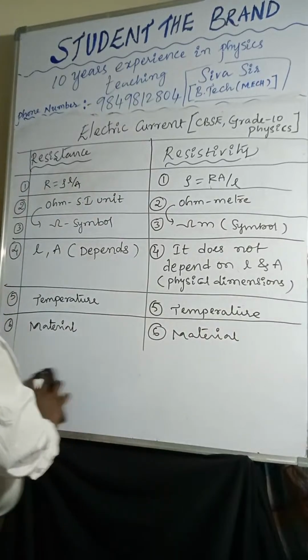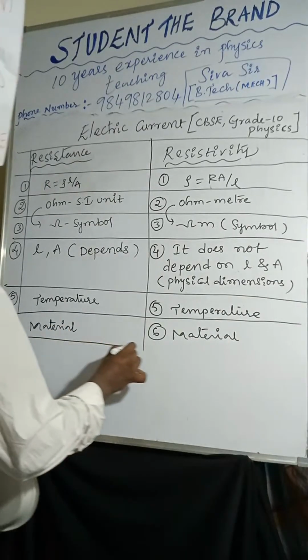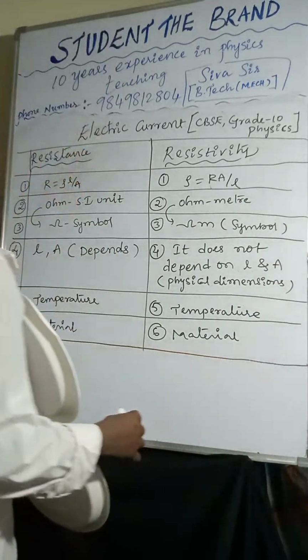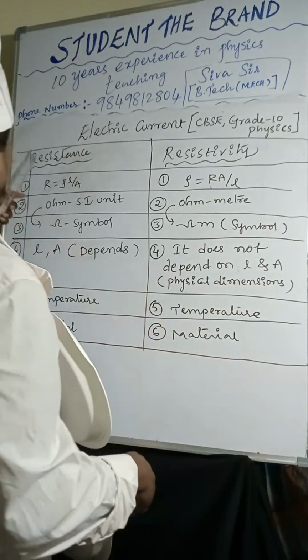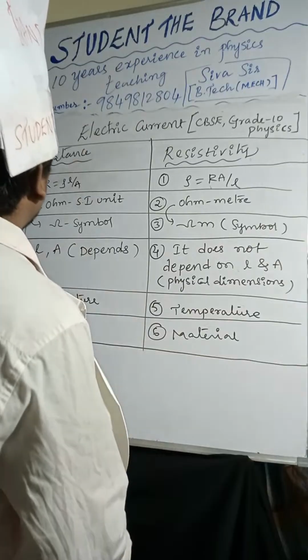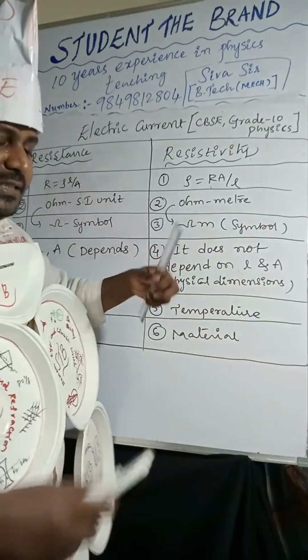So once again you can observe, these are all the points we are discussing. So resistance depends on. Resistance is a phenomenon of opposing the electric current.